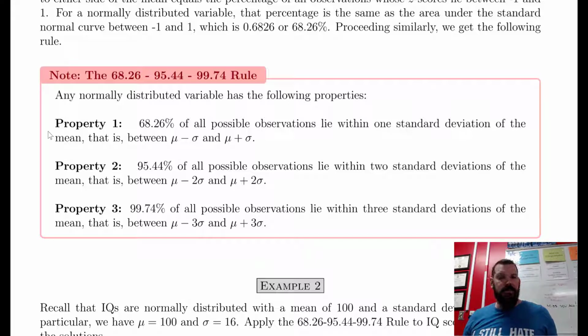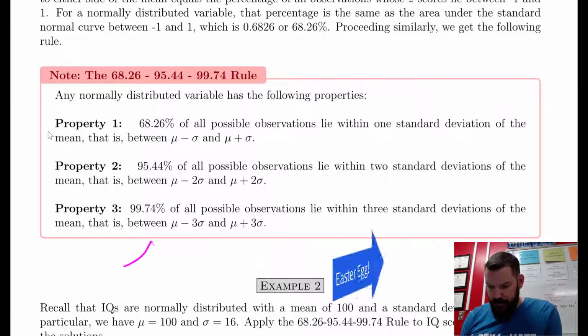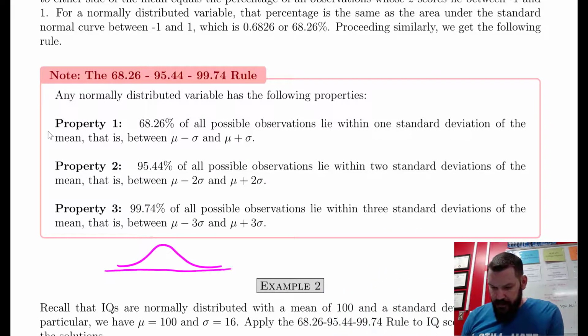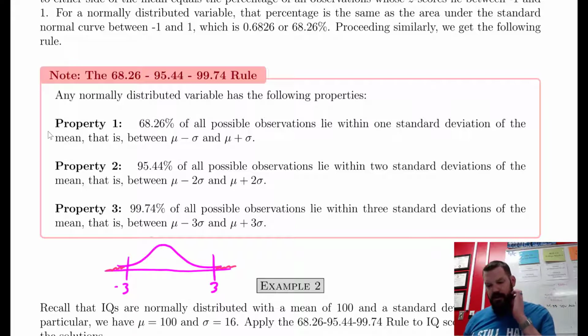95.44% of all data lies within 2 standard deviations of the mean. And then finally we get to 3 standard deviations to the left or the right, and that's where we get the 99.74%. So the remaining values lie beyond those tails in the normal curve. Sketch it. Whoa, that is not a normal curve. Okay, if this is -3 and 3, the remaining small percentage of data lies in these little tails to the left and the right of -3 and 3 respectively.